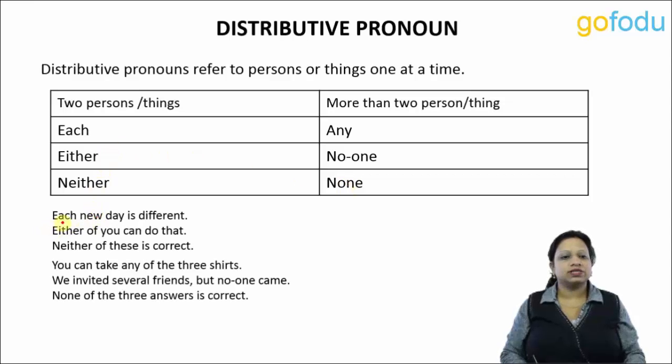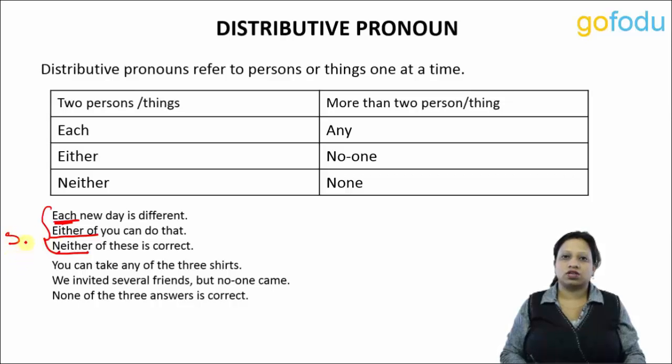Let's see some examples. Each new day is different. Now over here, each means each, only one. All right. Either of you can do it. We are comparing two people and we say either of you can do it. Neither of these is correct. These three are singular.